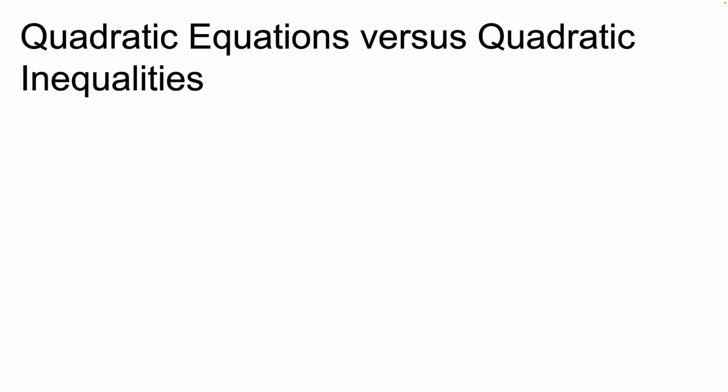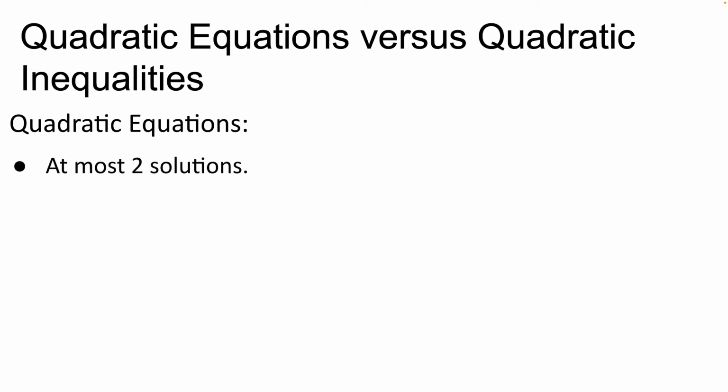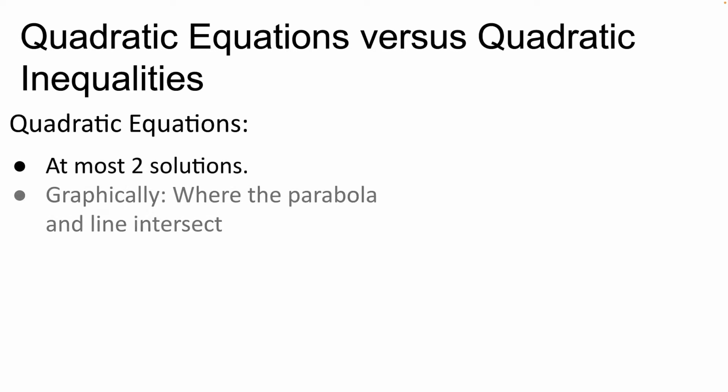Let's start by first examining the difference between a quadratic equation and a quadratic inequality. A quadratic equation has at most two solutions. Graphically, this is where the parabola and a line intersect.